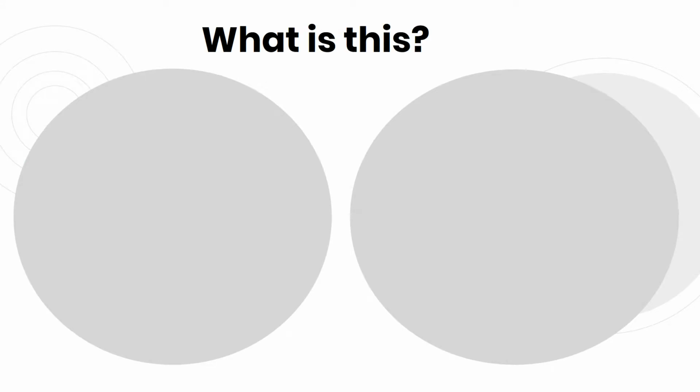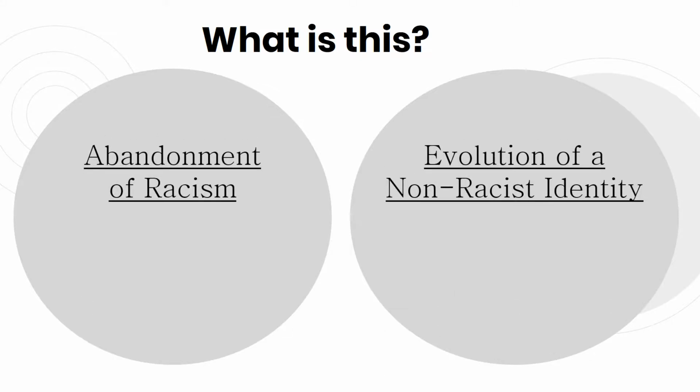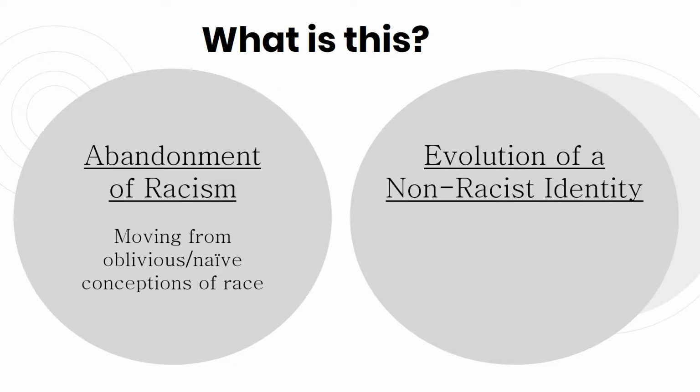So what is Helms' model of white identity development? The model has two sequential phases: abandonment of racism and evolution of a non-racist identity. In the abandonment of racism phase, a white person transitions out of an unaware or naive view of race. Typically, this is caused by an incident that causes dissonance with the individual's previously unexplored concept of their race.